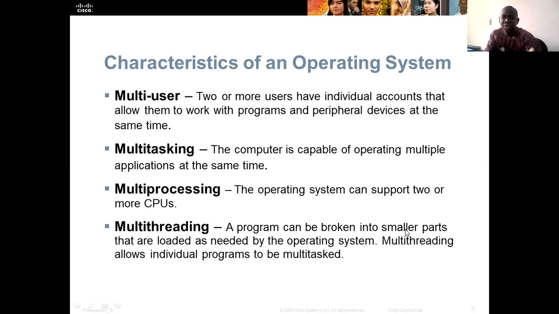Now let's talk about multi-threading. Multi-threading is made possible when a program runs in smaller parts and they are loaded as needed by the operating system. So a program is broken into smaller parts and then they are loaded as needed by the operating system. So each thread will run when it is needed. So multi-threading allows individual programs to be even multitasked. So that is the summary. Like word processing, Microsoft Word can have multiple threads and they can allow each program to multitask. Okay.